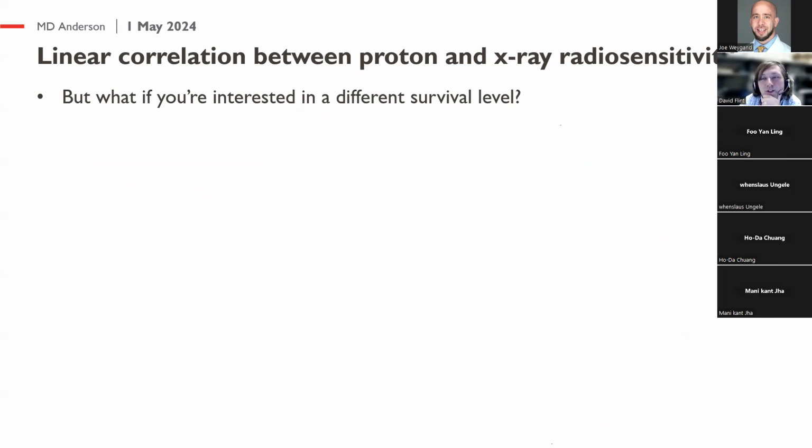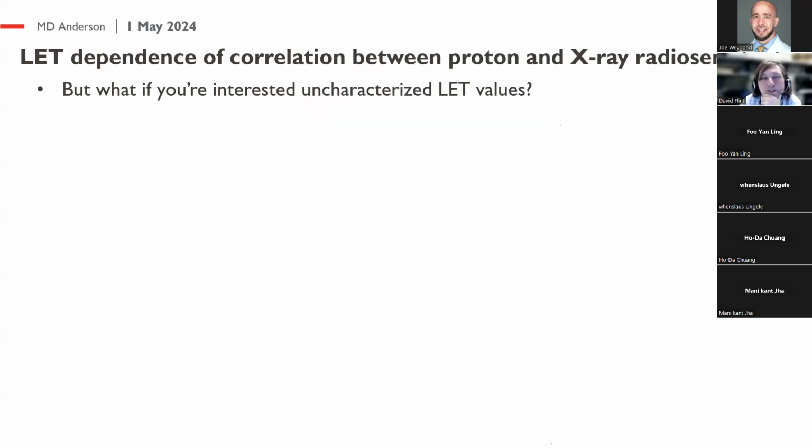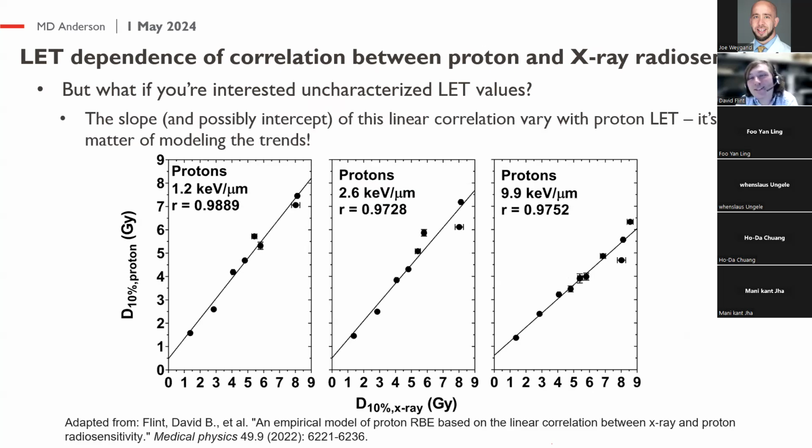But at this point, you might be saying, well, what if I'm interested in a survival level other than 10%? How am I going to do that just using this trend? Well, data that we collected showed that these correlations between radiosensitivity to ions versus X-rays occur regardless of the endpoint you selected. Here I'm showing it for 10%, 37%, and 50% survival. So that's nice. The next thing you might say is, well, what if I don't have data at the LET I want to predict? How do I know what the trend line will be? Well, the data that we collected also shows that the slope and maybe also the intercept of this correlation varies regularly as a function of ion LET. So it's just a matter of modeling the trends.